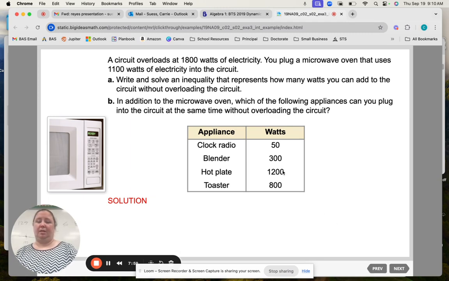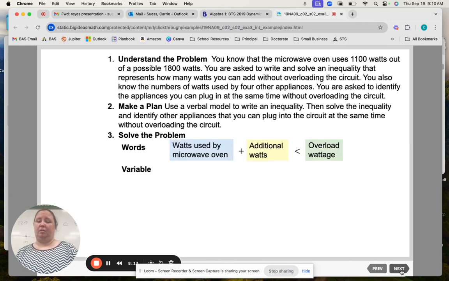Oh, yeah, you can't plug in the hot plate. You'd have to unplug the microwave. You could just do the clock radio and the blender. Yep. You'd have to unplug the microwave or find a new plug.